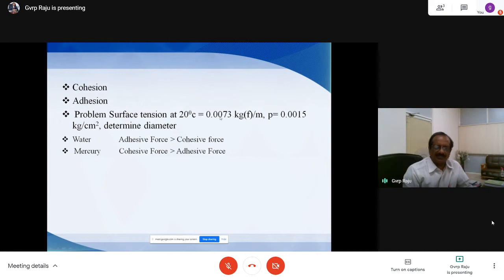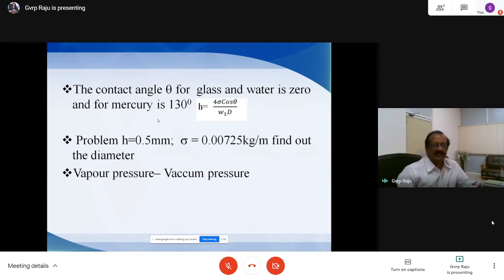Okay, if you convert in centimeters, 0.0073 into 10 power minus 2, that is force. The equation is D is equal to 4 sigma by P, or P is equal to 4 sigma by D, because he has to find out D. So D is equal to 4 sigma by P. So 4 into sigma 0.0073 into 10 power minus 2 by P, pressure is 0.0015. So the answer is 194 centimeters. So you can easily get the solution provided you know the equation and conversion of units from one system to other system. The other problem I am giving the solution.